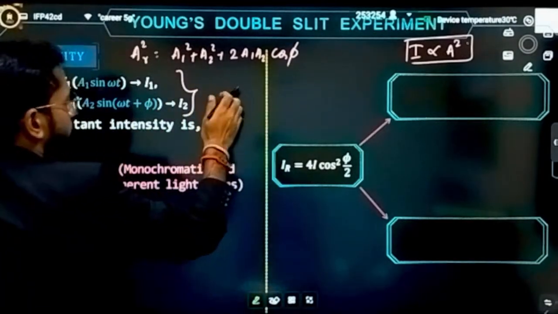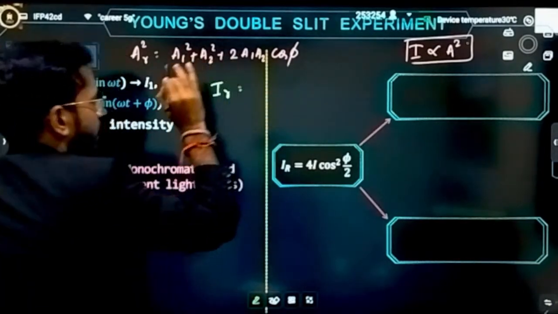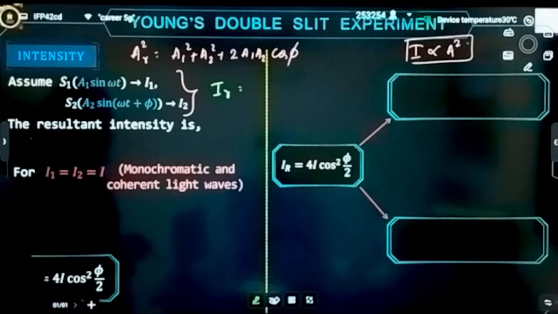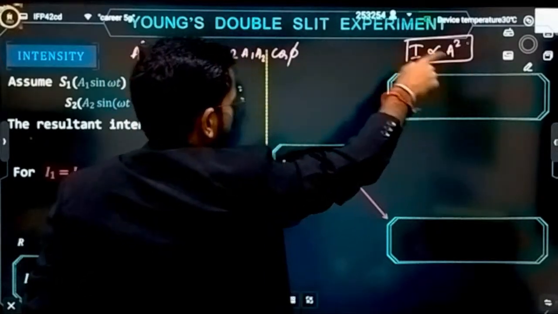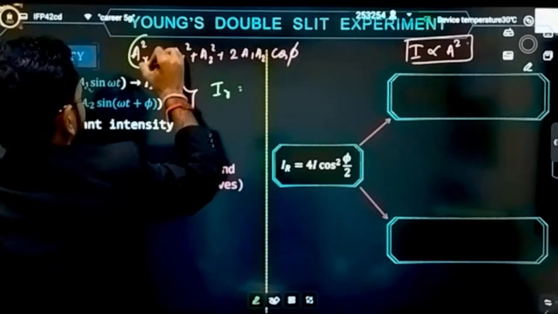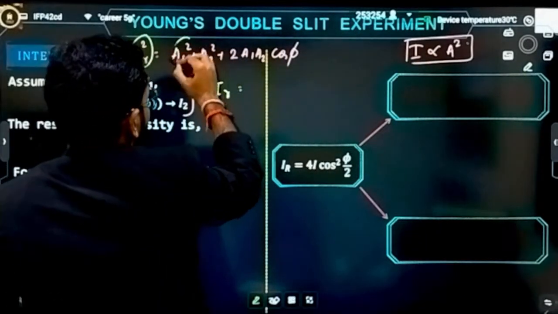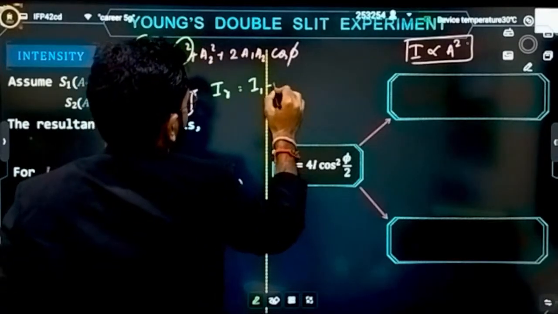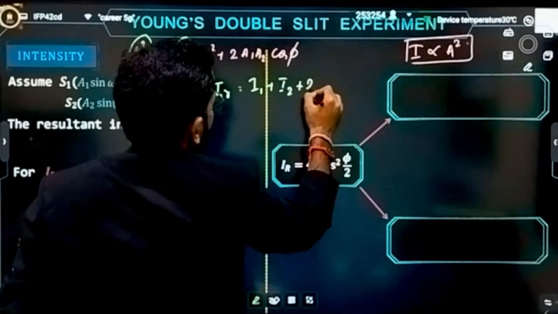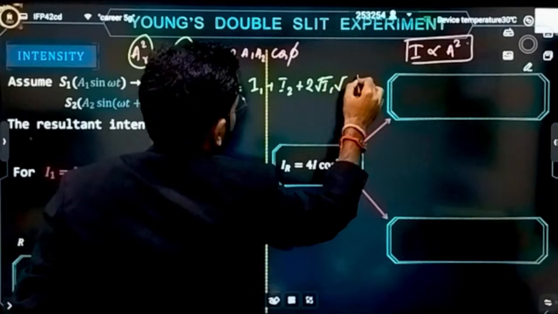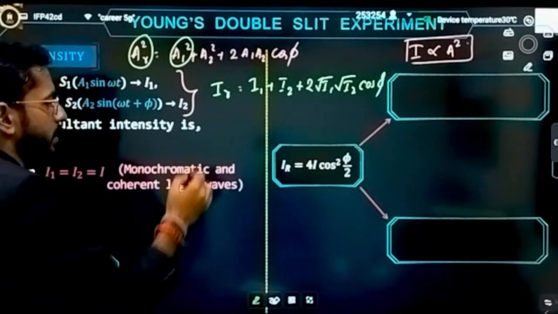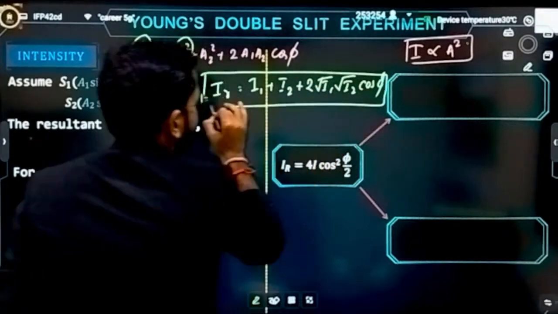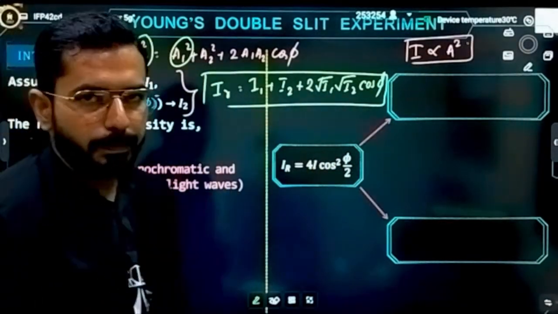If I ask you the resultant intensity at any position, how will you write it? I know that intensity is directly proportional to A square. So in place of A resultant square I will write I, and in place of A1 square and A2 square I will write I1 plus I2 plus 2 root I1 root I2 cos of phi. This is the general equation for intensity at any general point.